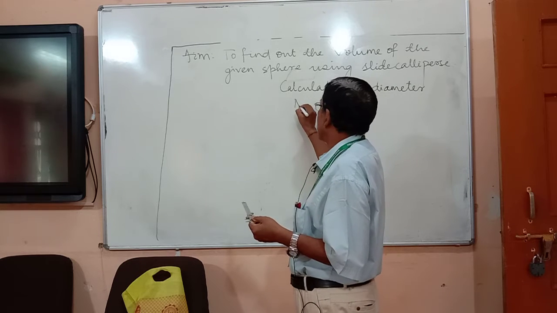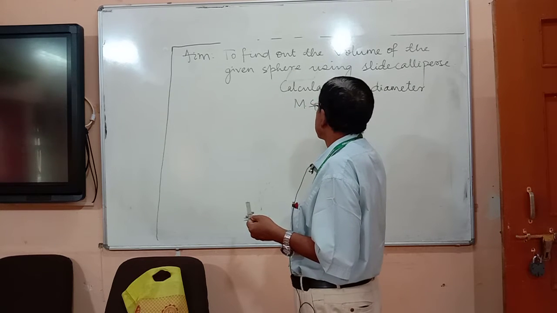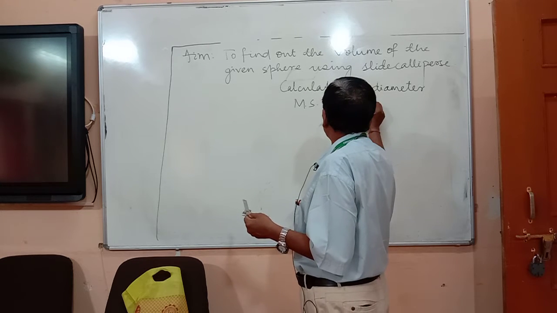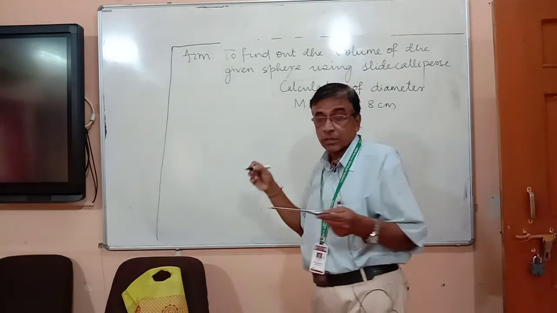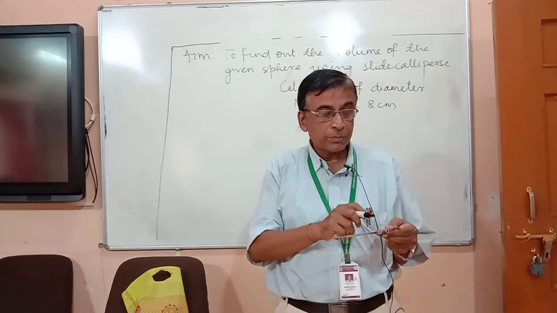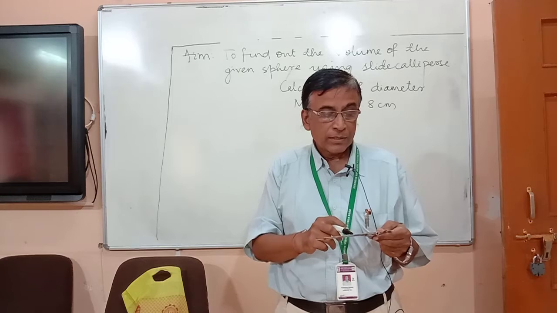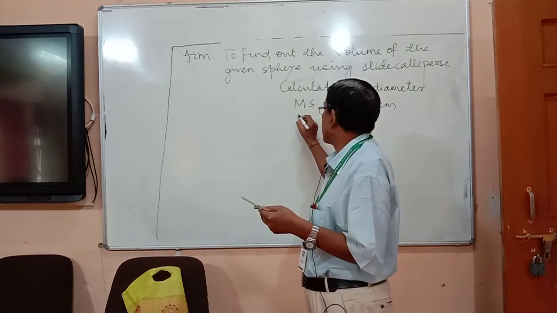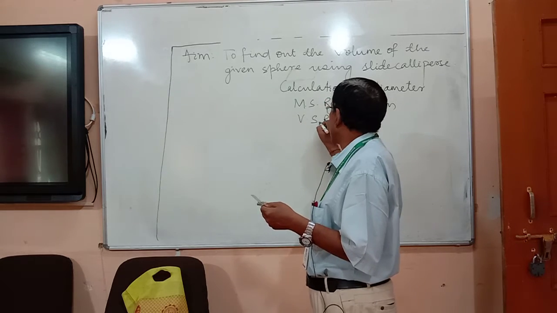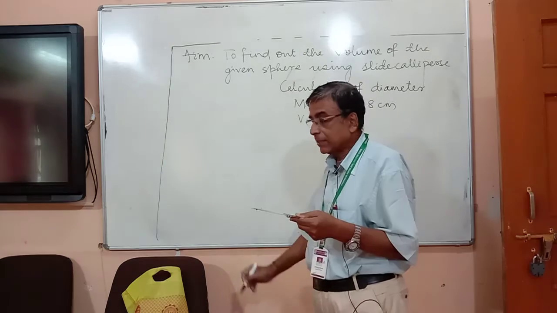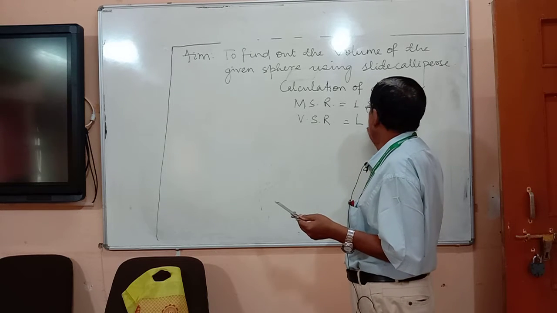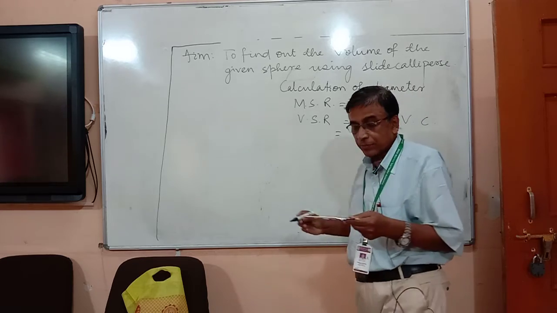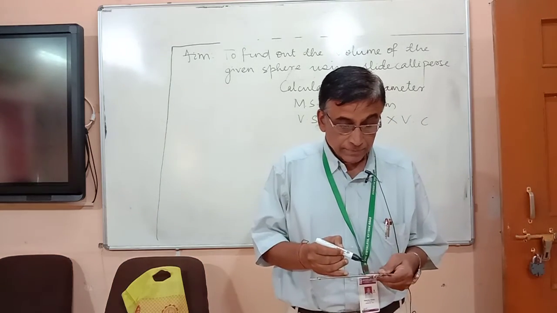First, MSR, main scale reading, is 1.8 cm because the coincidence is just between 8 and 9. So it is after 8, which means you have to take 1.8 centimeter. Then what is VSR? VSR is nothing but least count into vernier coincidence. We have to see where is the vernier coincidence.